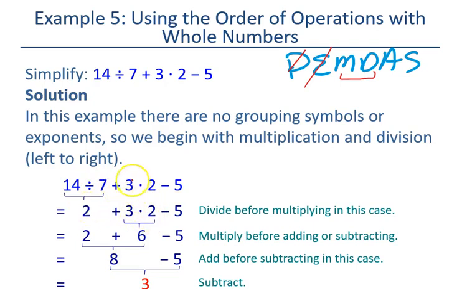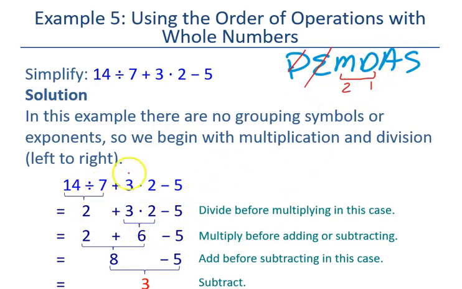Keep the plus, and then notice I have some multiplication happening. Okay, so here I did the division first, and then I did the multiplication. So I multiply those together. Now I've got 2 plus 6 minus 5. Okay, well, I've got done with the multiplication and division.